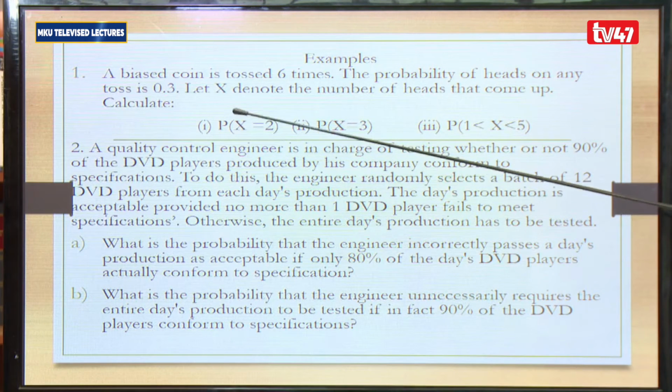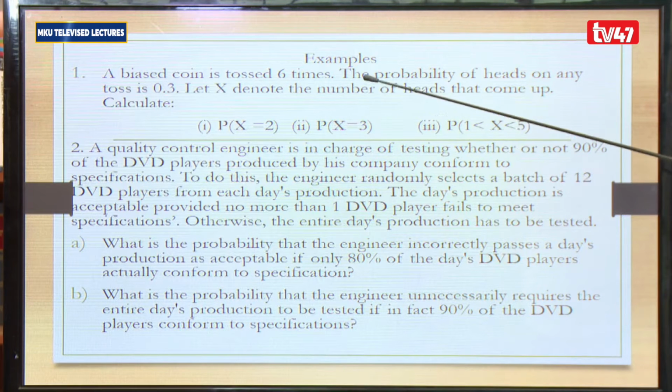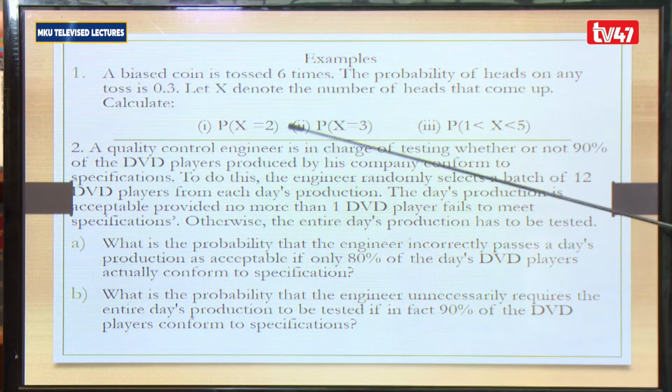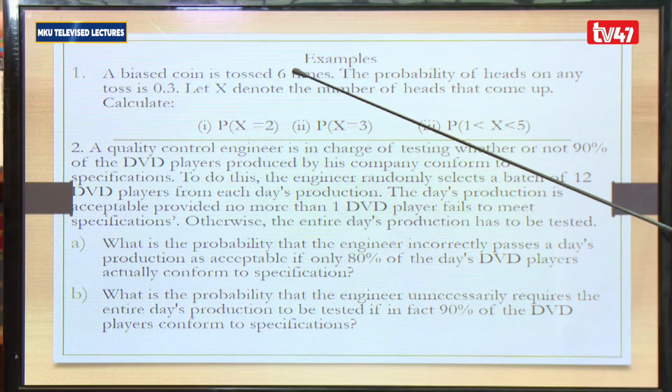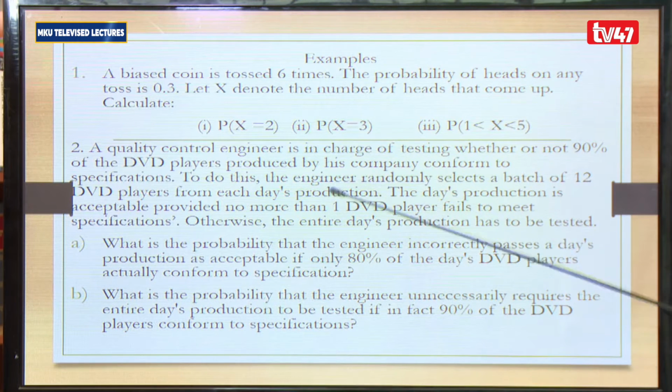A biased coin is tossed 6 times. The probability of heads on any toss is 0.3. So let x denote the number of heads that come up. In this case, this will be a case of a binomial distribution, because we can see 6 trials represented by the 6 tosses, and we have the probability of success, that is the probability of getting a head, being 0.3.